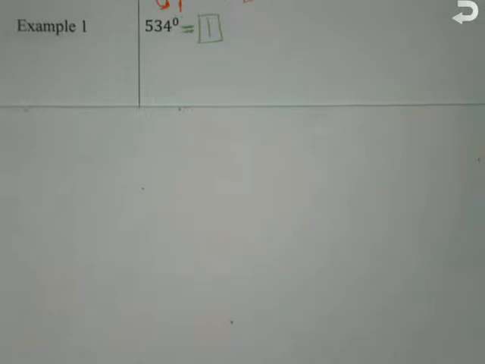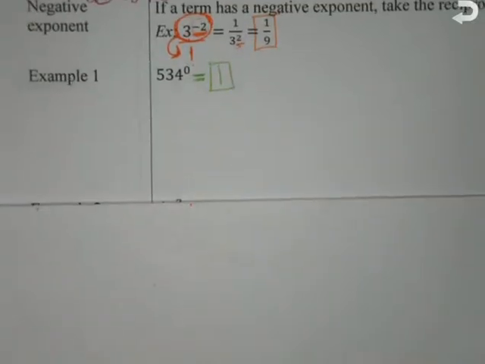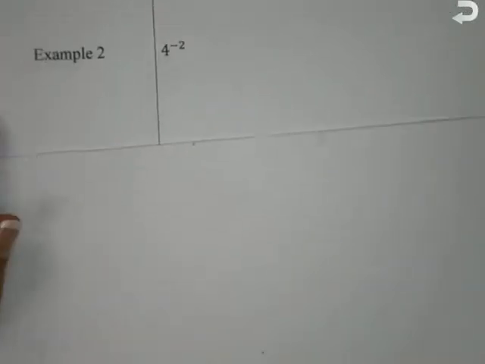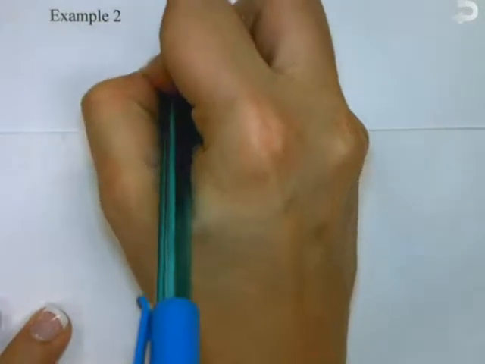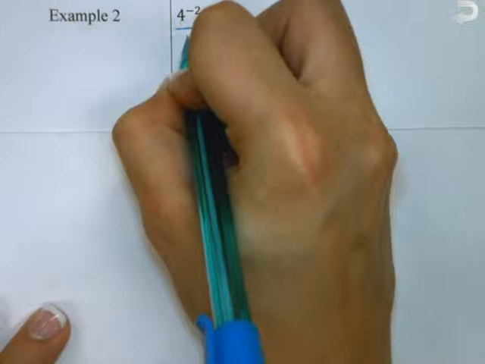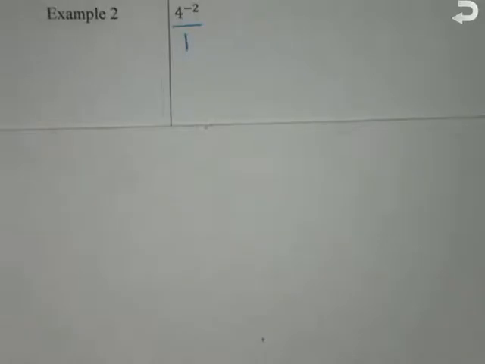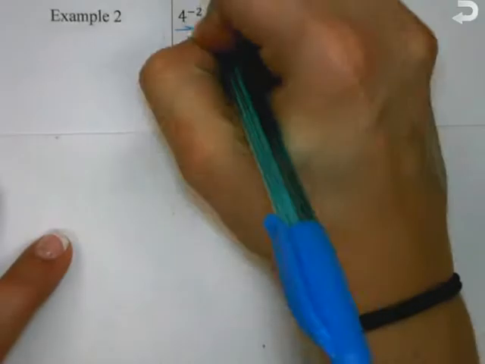Example 2. 4 to the negative 2nd power. Okay, everybody look up here. Let's do this one together. 4 to the negative 2nd is the same as 4 over what? 1. Okay, are any of my exponents in the wrong spot? Do I have any negative exponents? Yeah, 4 to the negative 2nd power is in the wrong spot. So where do I have to move it?